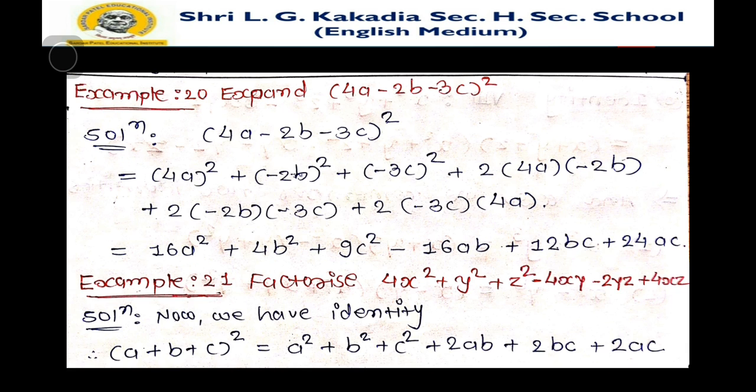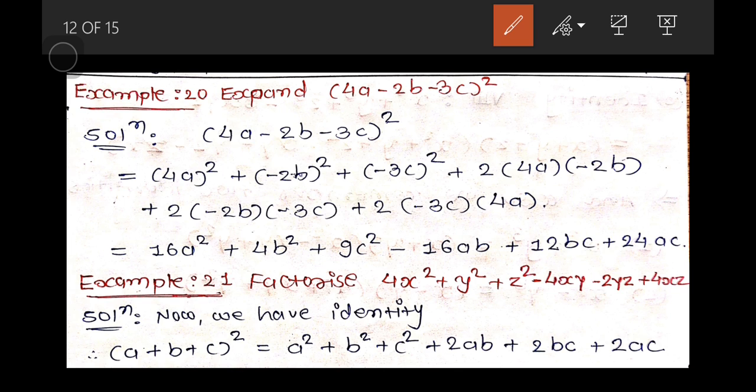Now one more example, example number 20. Expand 4a minus 2b minus 3c all square. In example number 19, there were positive signs before all the terms, but here the second term and third term have a minus sign. So we have to decide which term is minus so that we can expand it. Here the second term and third term are negative, and with the help of identity number 5 we can expand it.